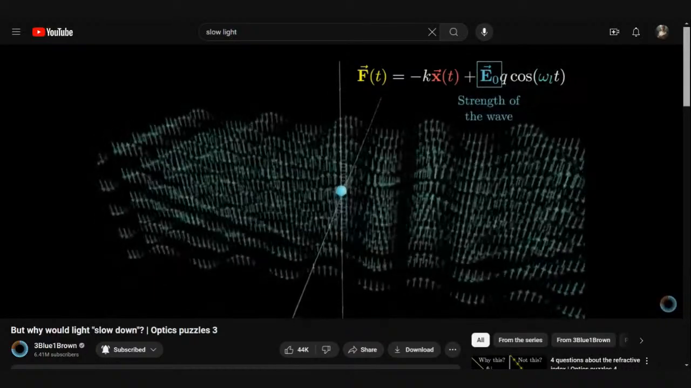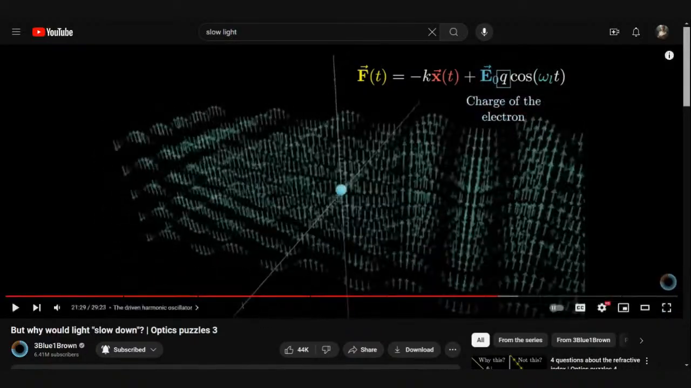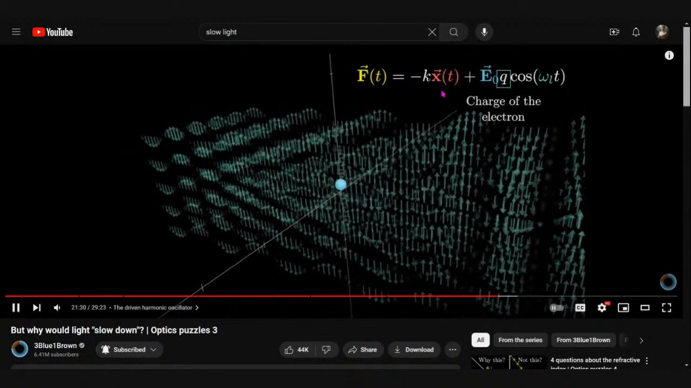E naught here describes the strength of the wave, and then Q describes the charge of whatever particle we're modeling. As usual, it's a lot easier to think about when we only draw a subset of that light wave.